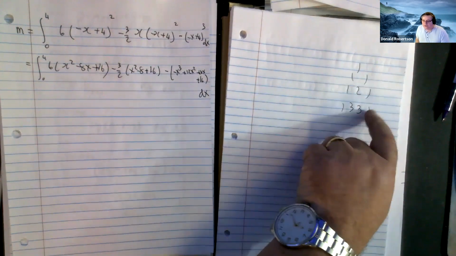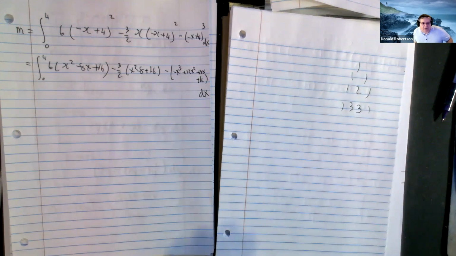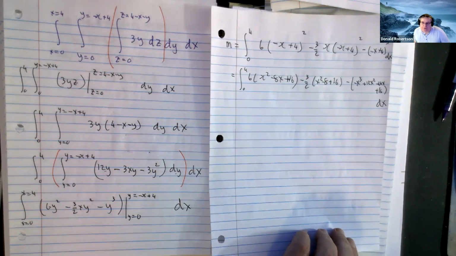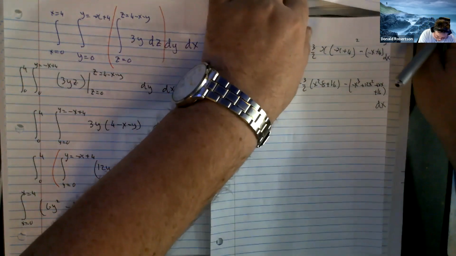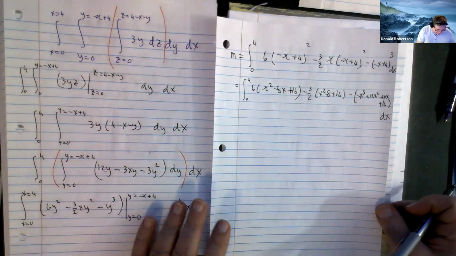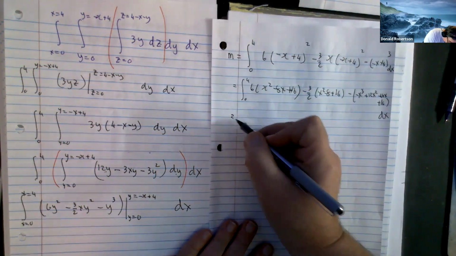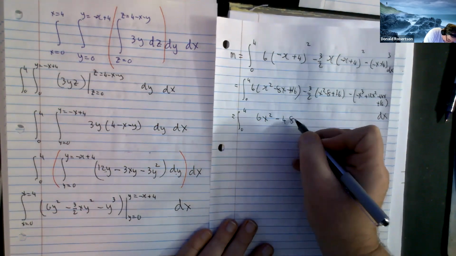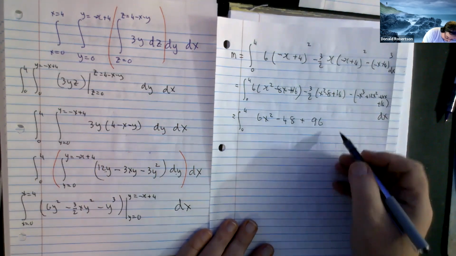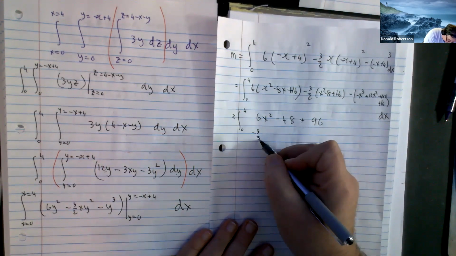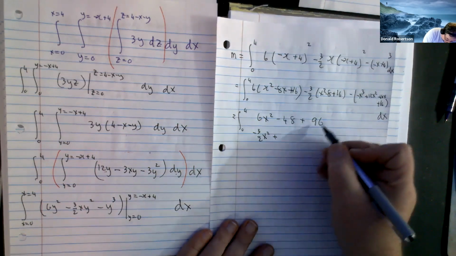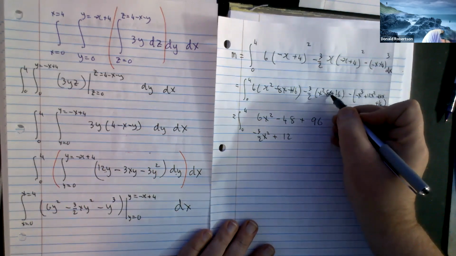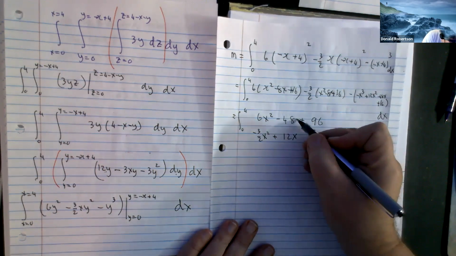And if you're wondering what this is, it's called Pascal's triangle, and it's a relatively quick way of foiling multiple powers like x plus 2 cubed, or x plus 2 to the 10. So here we go. I'm going to have 6x squared, take away 48x plus 96. This one is negative 3 upon 2 x squared plus 12. Oops, there's an x there. So plus 12x. And there's an x there as well.